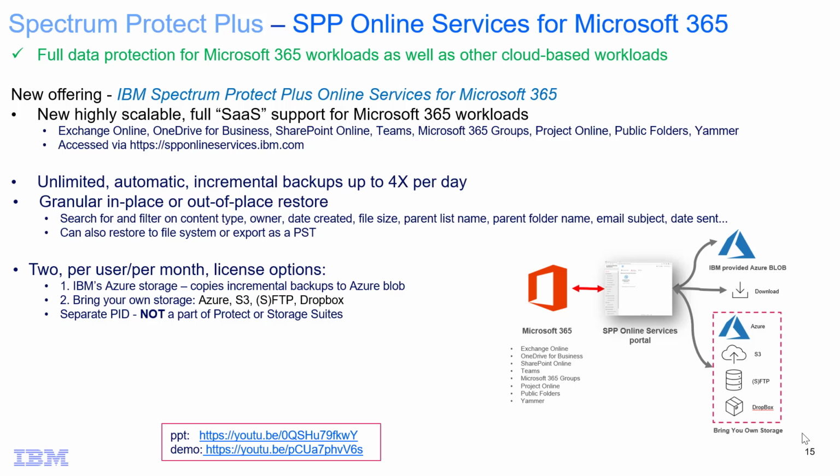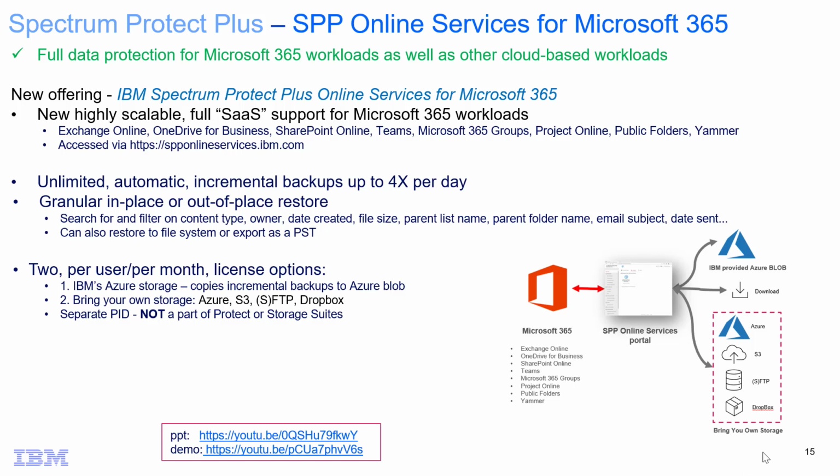The licensing on this is a per user per month license, and you've got 2 options. The first is you use IBM's Azure storage to store your backups in that Azure blob, or you can bring your own storage. And this could be Azure storage, which you have your own license for, or an S3 or SFTP attached storage, or Dropbox. Now this is a separate PID. It is not part of the Protect or Storage suites.